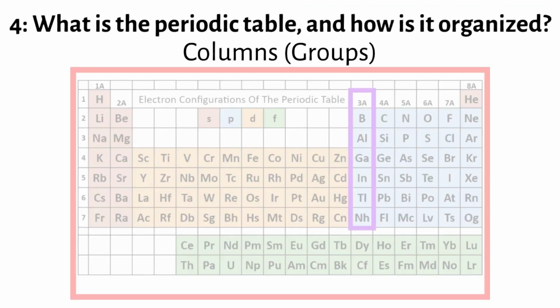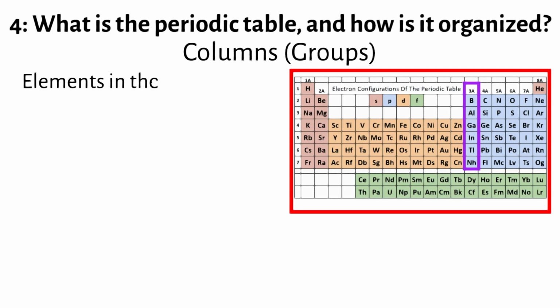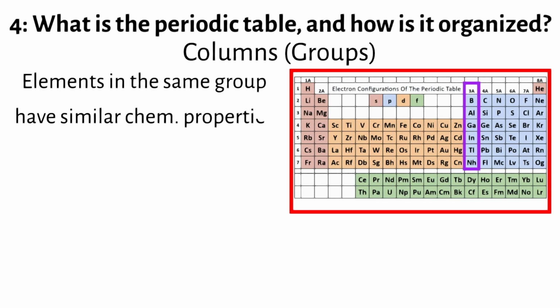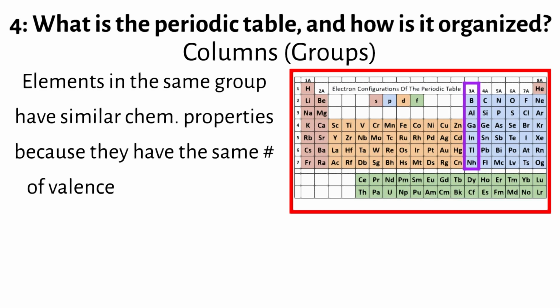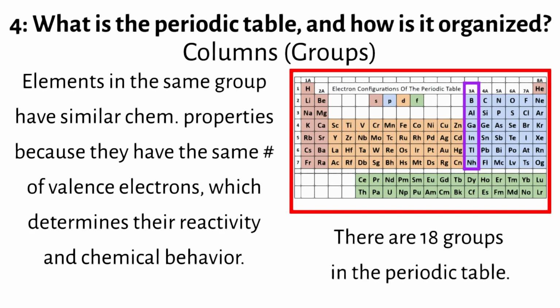The elements in the periodic table are arranged in columns called groups or families. Elements within the same group have similar chemical properties because they have the same number of valence electrons, which determines their reactivity and chemical behavior. There are 18 groups in the periodic table.